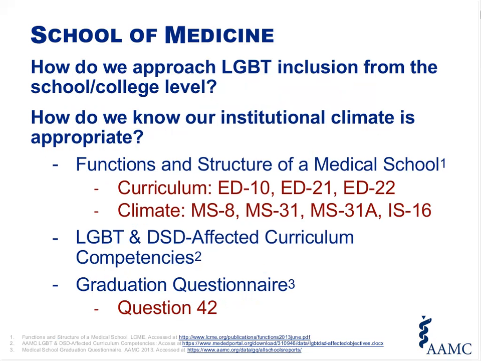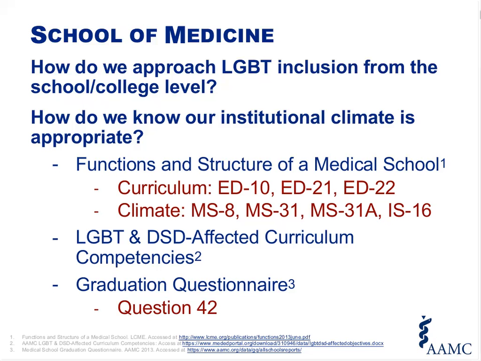From a School of Medicine standpoint, now focusing a little bit larger, some of the questions that might fall would be, how do we approach LGBT inclusion from the school and college level? How do we know our institutional climate is appropriate? Here I reference the LCME document, Functions and Structure of a Medical School, and I've included some of the standards here as a reference so you can go back and have a look at those.